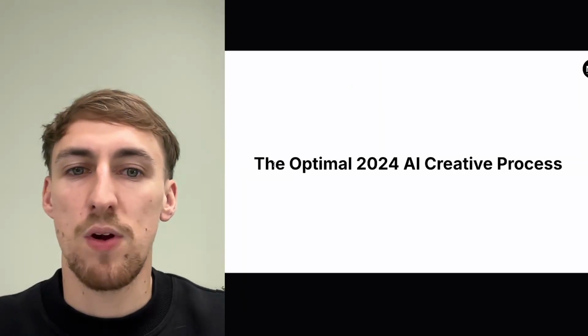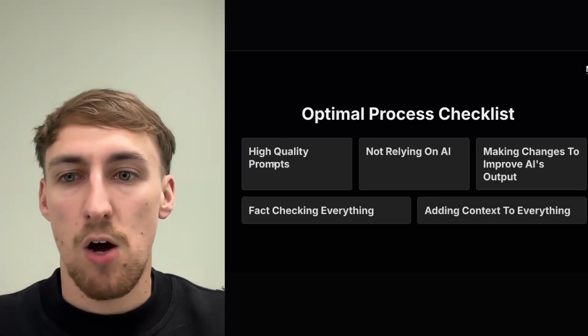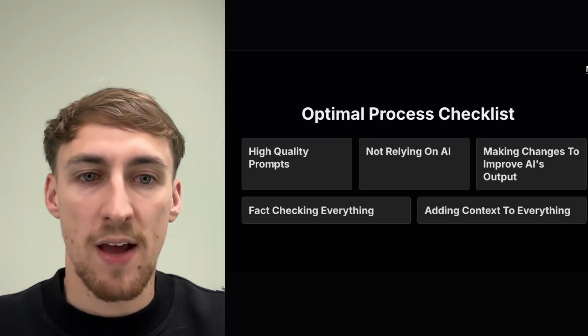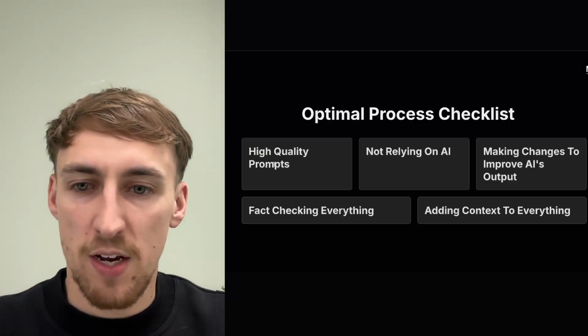Now, the optimal 2024 ad creative process looks a little bit like this. So high quality prompts, not relying on AI, making changes to improve AI's output, fact checking everything.